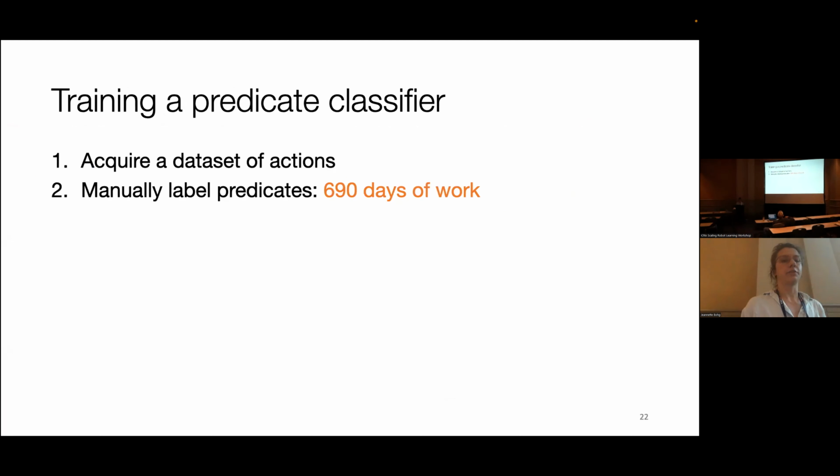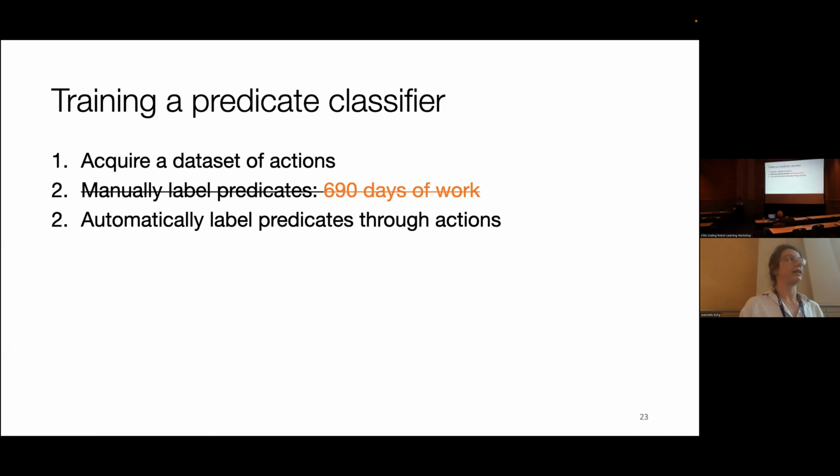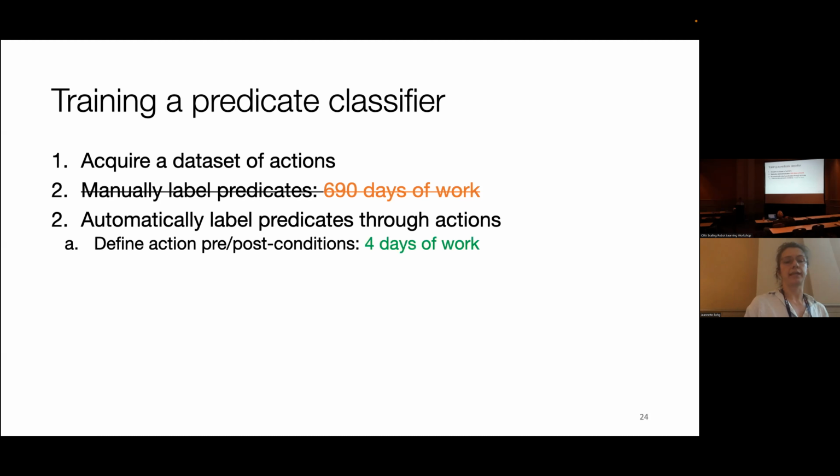If we did a back of the envelope computation of how expensive it would be to follow the standard approach of manually labeling all these predicates in these videos, it would basically require 690 days of work for 200,000 videos. And obviously that's too annoying and too expensive. So instead, we propose to automatically label predicates through actions.